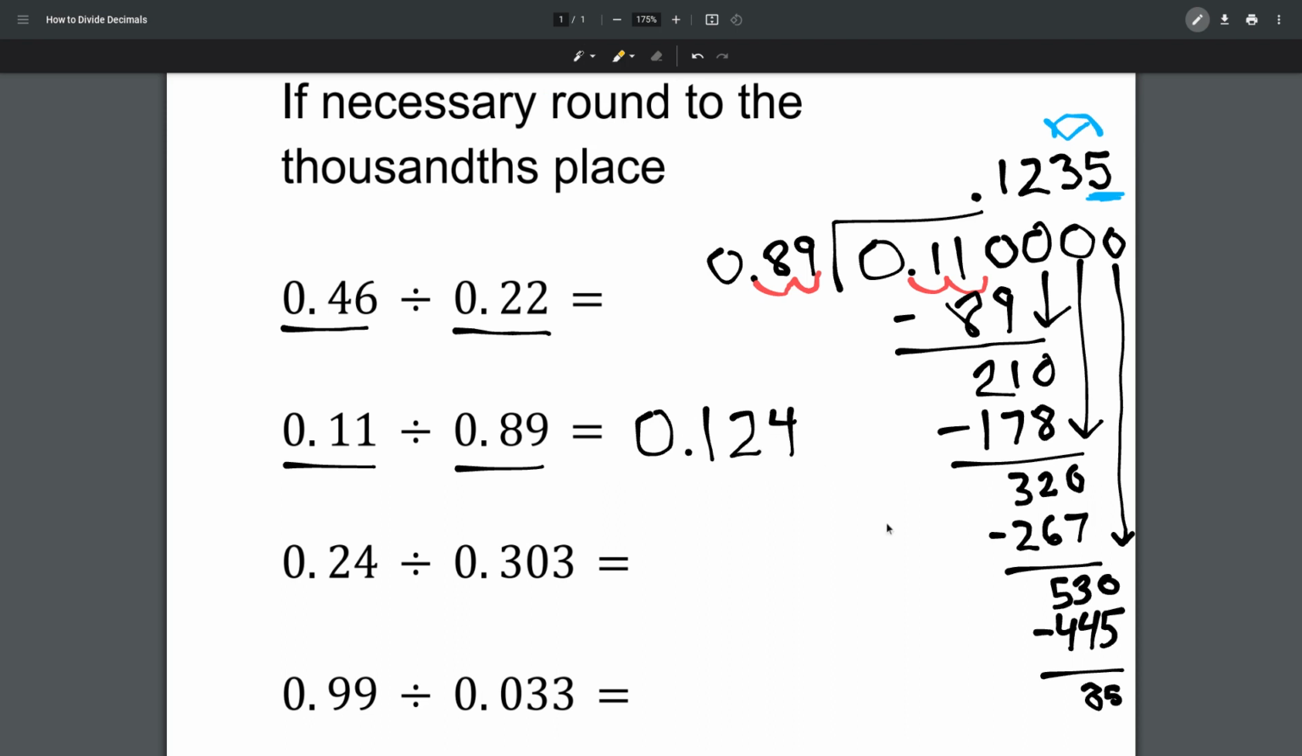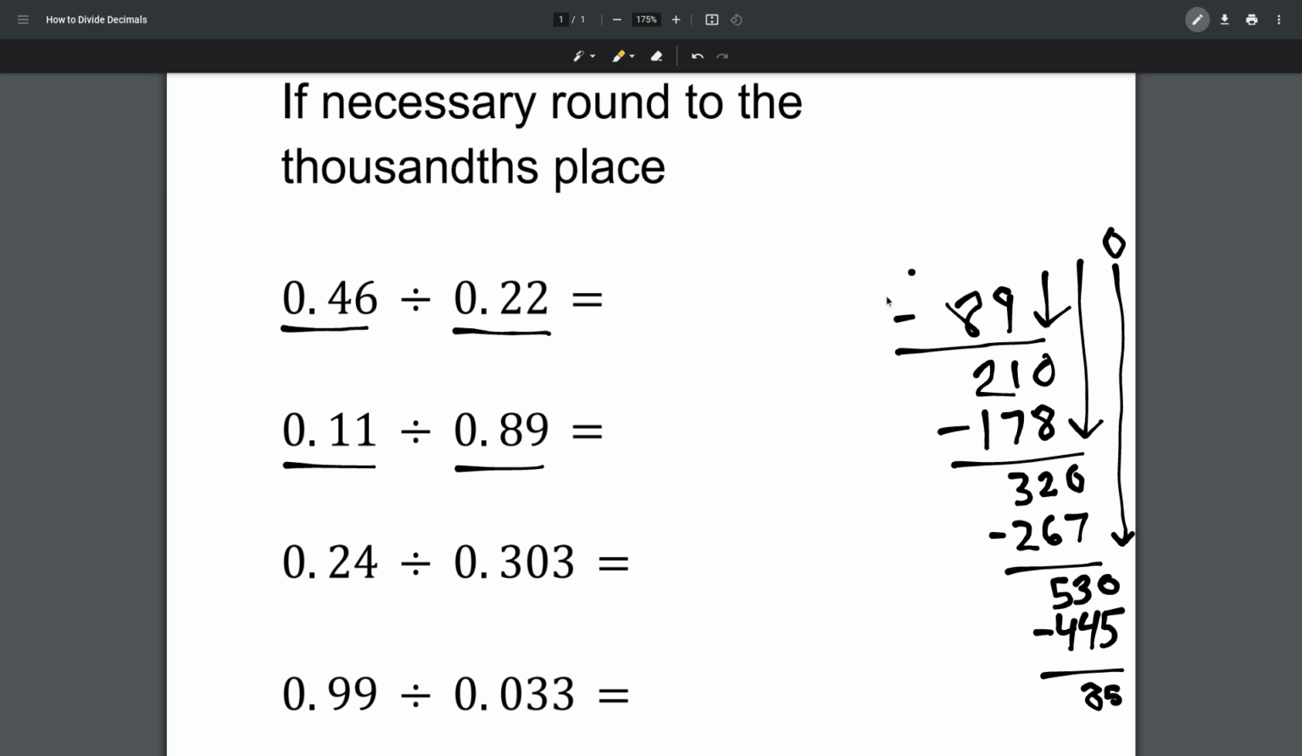Hopefully that makes sense. Take a snapshot of this one because I am going to erase and we're going to move to the next one. And as always, as you go through these, you can maybe pause and try and do them yourself and then watch and see if you did them the same way as I did them.